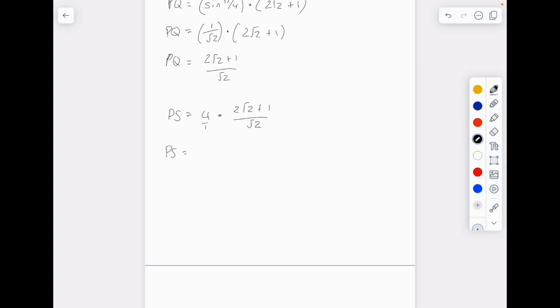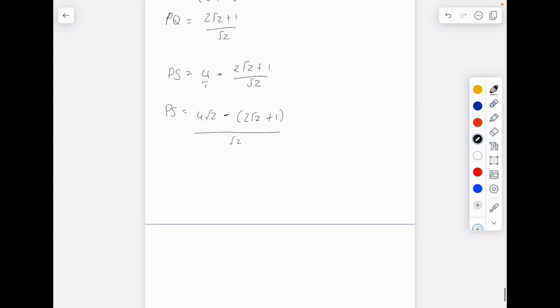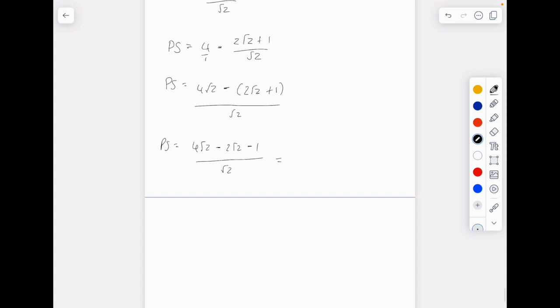Yes, we've got 4 root 2 minus 2 root 2 plus 1 here, root 2. Okay, so PS is going to equal 4 root 2 minus 2 root 2 minus 1 over root 2. Okay, which equals what? Equals 2 root 2 minus 1 over root 2.